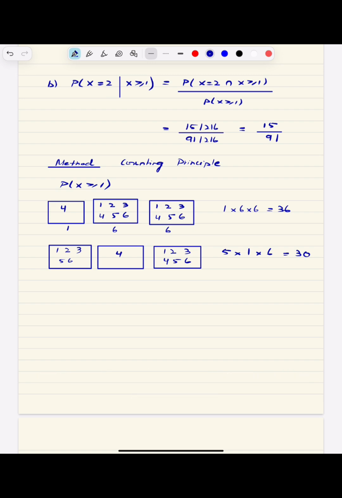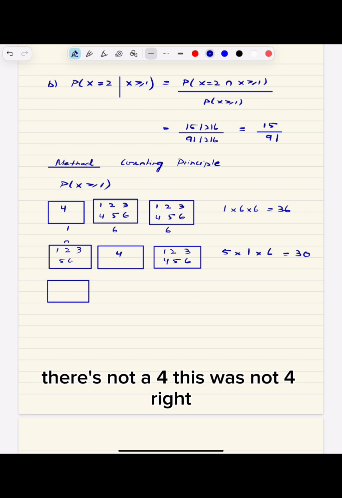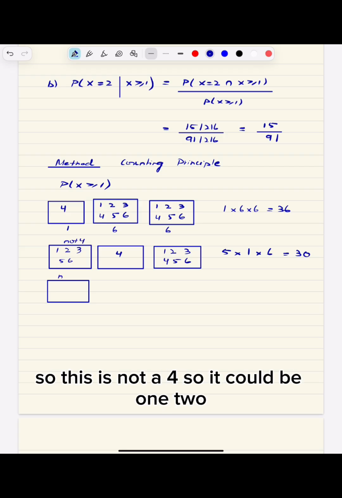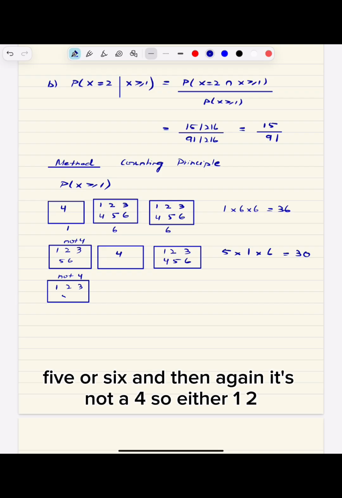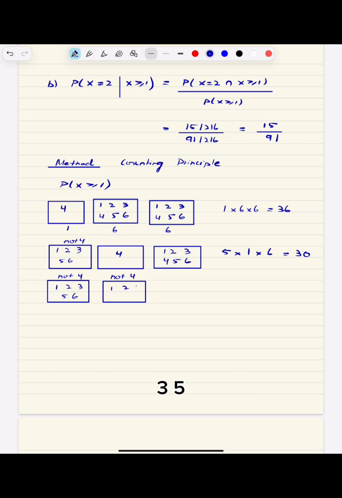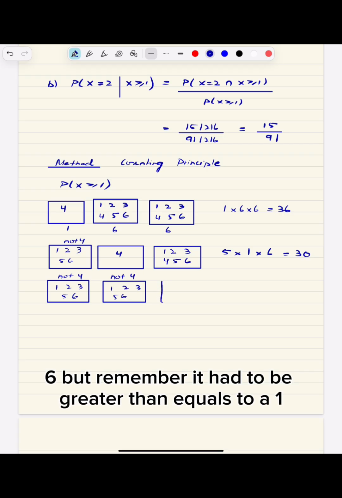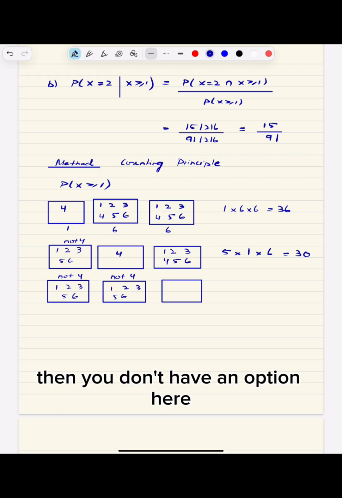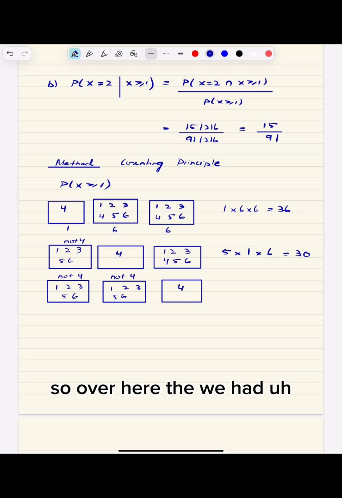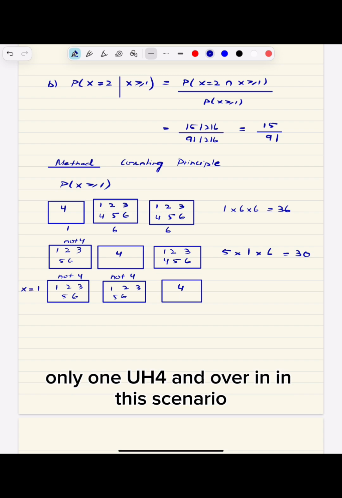And the last, okay, this was not a 4, right? So this is not a 4, so it could be 1, 2, 3, 5, or 6. And then again, it's not a 4. So either 1, 2, 3, 5, 6. But remember, it had to be greater than or equal to 1. So this has to be a 4, then you don't have an option here. So over here, we had only 1, 4.